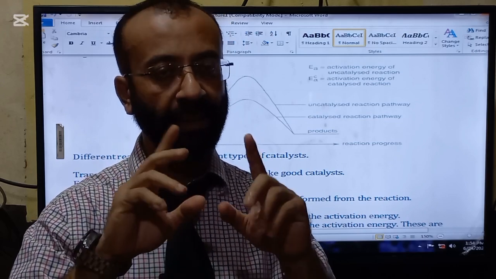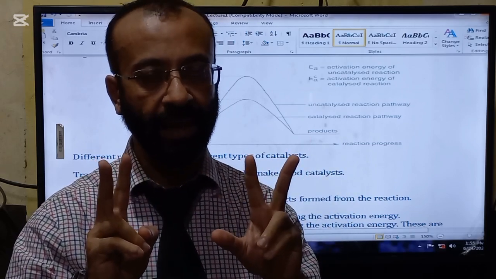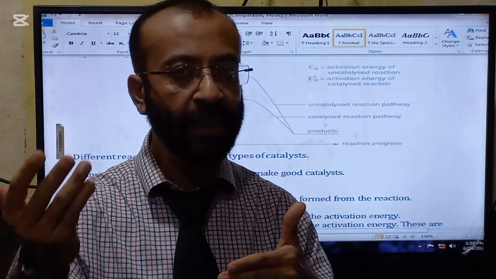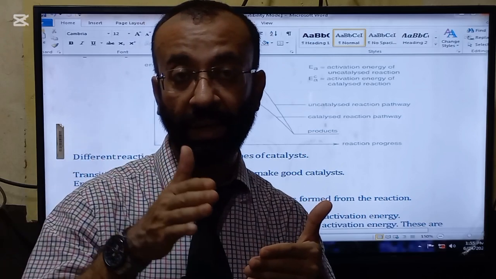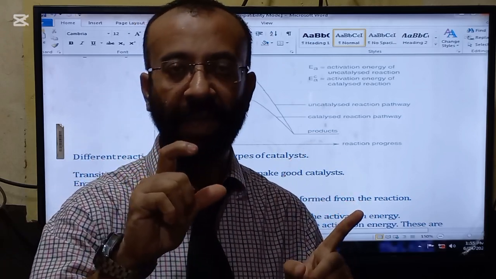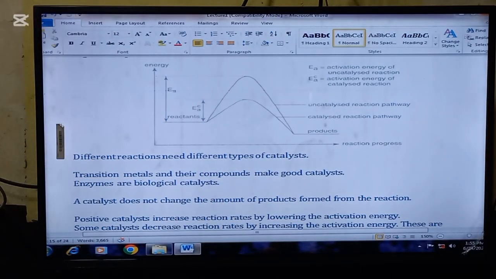So it means we need two kinds of catalyst. The catalyst which can accelerate the speed of the reaction, or, for some reactions that need to be decelerated, there should be some catalyst which actually decelerates the speed of the reaction. So this point we are going to read now.